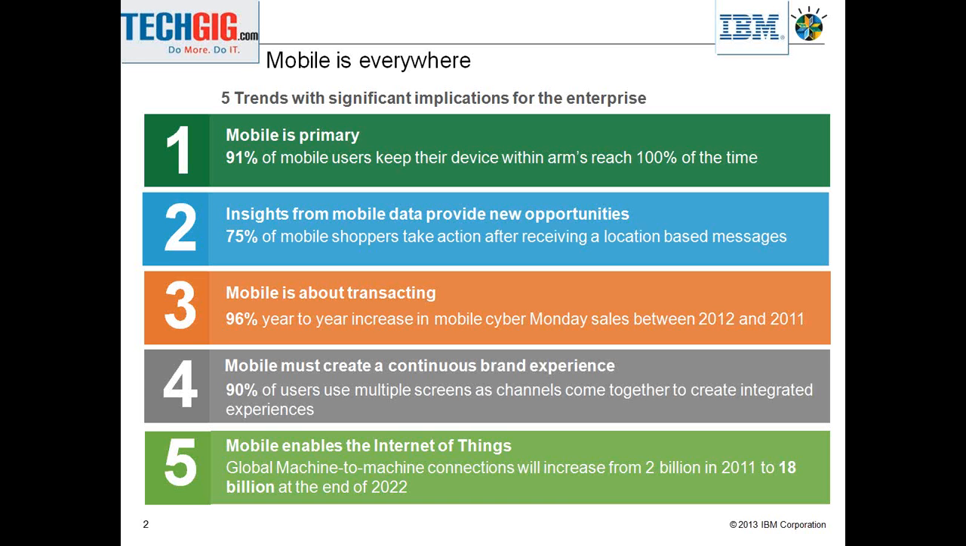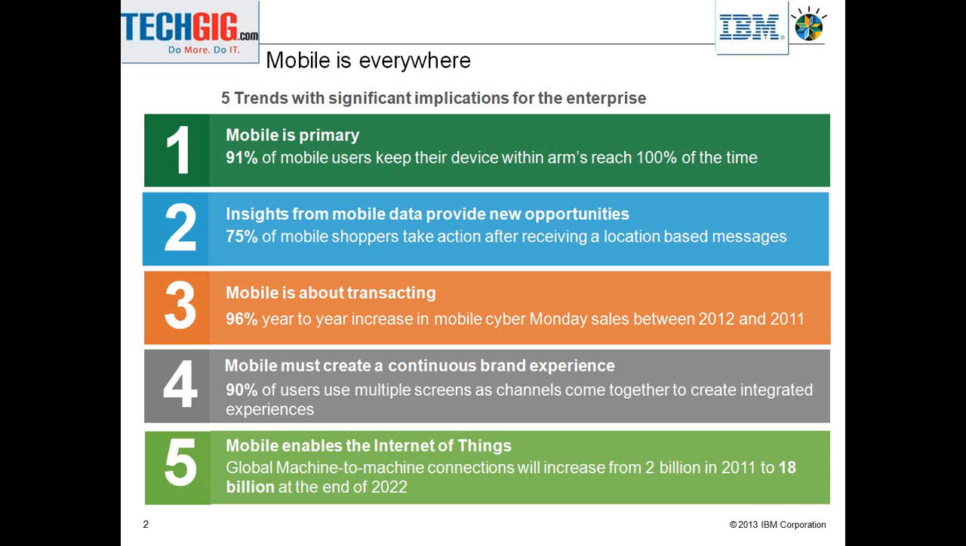The statistic observed is a 96% year-to-year increase in mobile Cyber Monday sales between 2011 and 2012, which is another statistic showing that a lot of transactions are happening over mobile, and different sales-related activities are now picking up exponentially on mobile devices, specifically from apps or web-based browsers, and many other things.